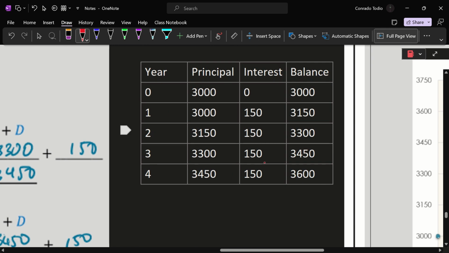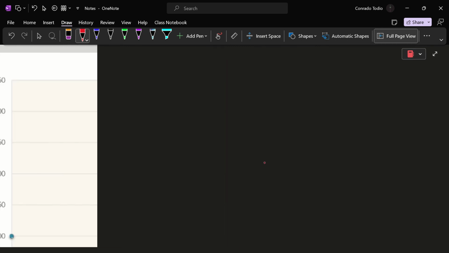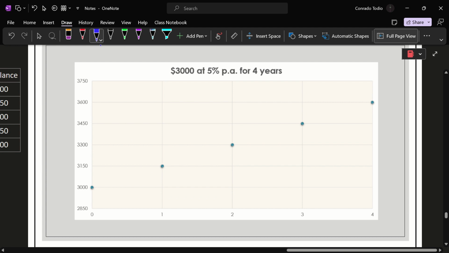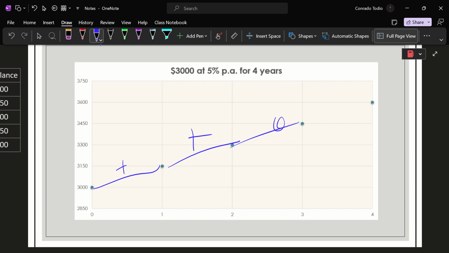Chris, what happens when I graph this? Is it going to be straight or curved? Have a think. It's simple interest. You're adding the same amount. What do we learn about simple? It goes up and down by the same. So is it going to be straight or curved? Good. So if you were to graph it and put a line, your graph should give you a straight line like that, because again, it's just adding the same amount each time.